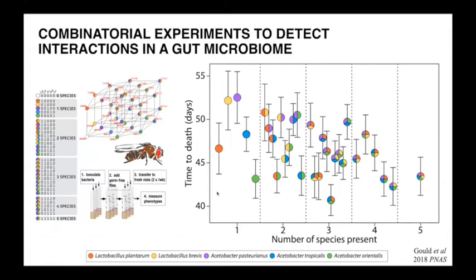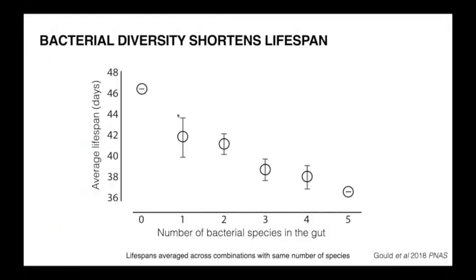But what we see when we just measure the lifespan of the flies as a function of their composition is that there's overall a lot of variation in the single species associations, but there's a decrease in the variation and a decrease in the total lifespan as we increase the diversity in the associations. And it's more clear on this graph. We see the average lifespan decreases as a function of the number of bacterial species in the gut.